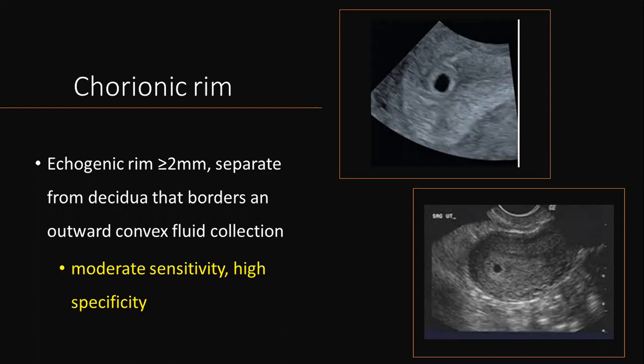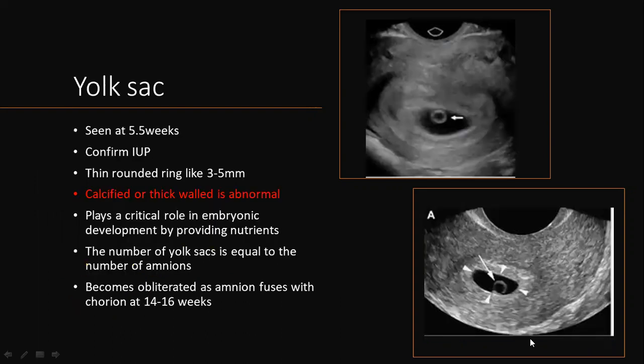That's how we then differentiate a corpus luteum from an ectopic pregnancy. A corpus luteum doesn't have this echogenic rim, and our pregnancy has an echogenic rim due to the chorion, from approximately 5.5 weeks.